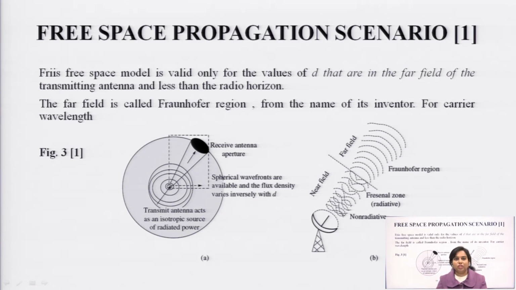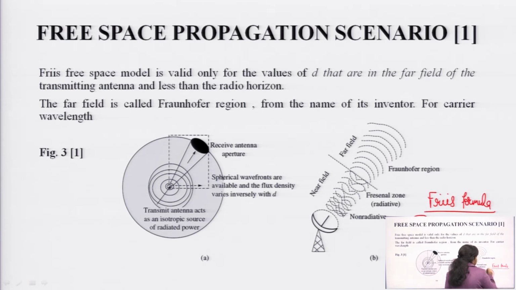Now, next is the free space propagation scenario. Now, what is free space propagation? You can say model also. In this case, the free space propagation model, we have to visualize a model which is used to calculate the power received at the receiver side. So, the quantity we are going to calculate is denoted by PR. We have to calculate the received power, and that formula is known as Friss formula.